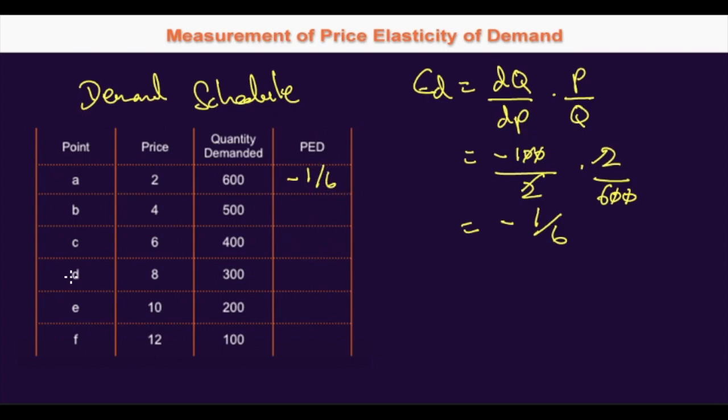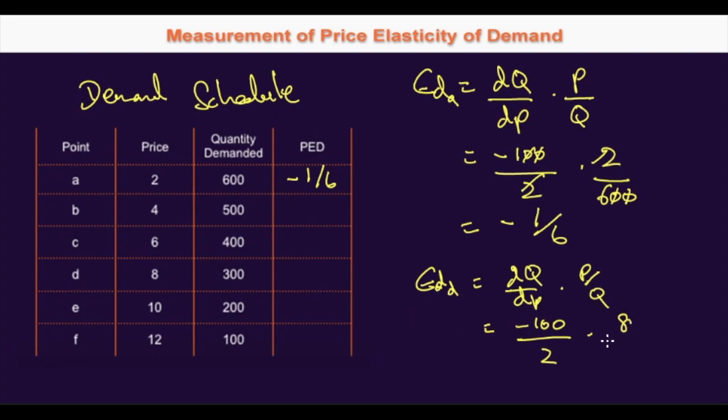Let's take another example for point D. For point D, if we calculate it, it is again dQ over dP times P over Q, and this would be the same dQ over dP. You see 200 minus 300 would be minus 100. You can take either points, one above or one below, it doesn't make a difference. From 8 to 10 it is increasing, so it will be 2. For point D, the price would be 8, and the specific quantity demanded would be 300.